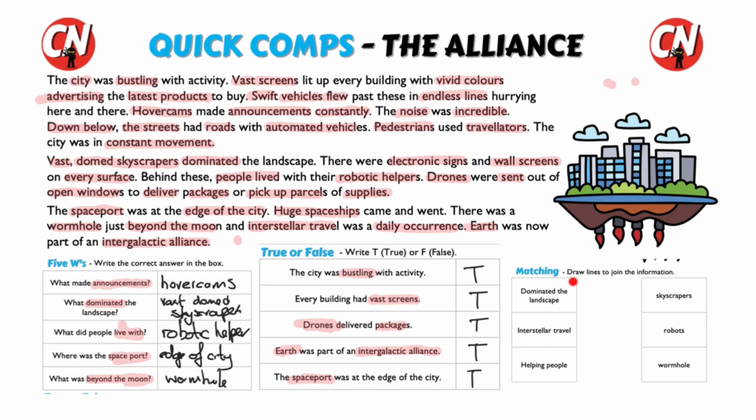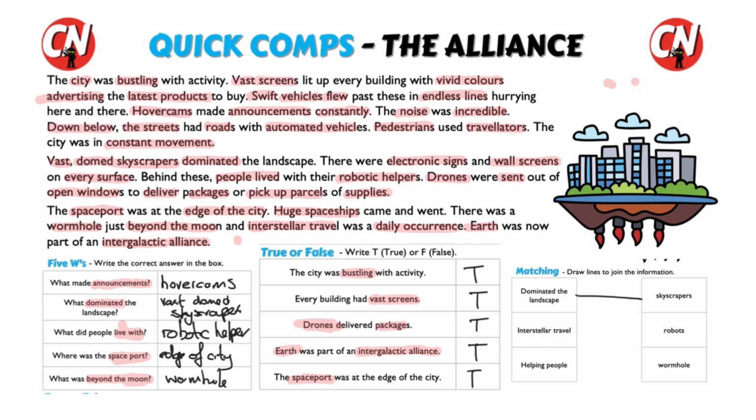And then again, finally, matching. Matching questions do crop up where we're just trying to join information that matches. So we've got dominated the landscape. What dominated the landscape? We've got three options: skyscrapers, robots, wormhole. Where did it say dominated? It was over here, wasn't it? Vast domed skyscrapers dominated the landscape. So we've got skyscrapers. I'm going to join them up.